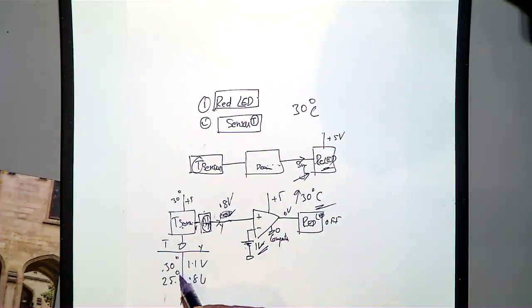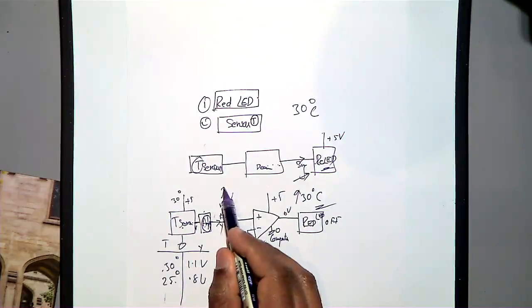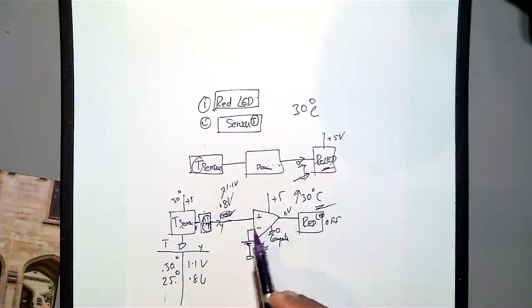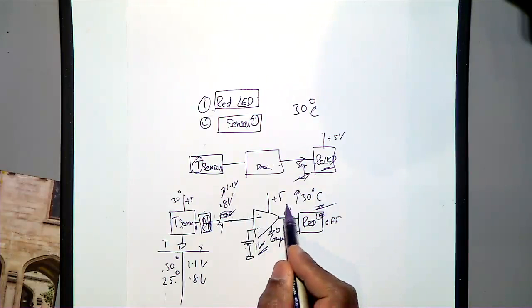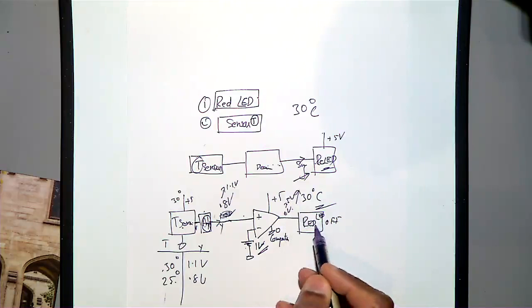But when the temperature is 30, this voltage shoots up to 1.1 volt. Then what will happen is here it is 1.1, here it is 1, so this will shoot up to 5 volt, and then this relay will be on. See, this is a simple system, and you don't need a microcontroller. But then when do you need a microcontroller? So firstly, this is how you should be thinking.